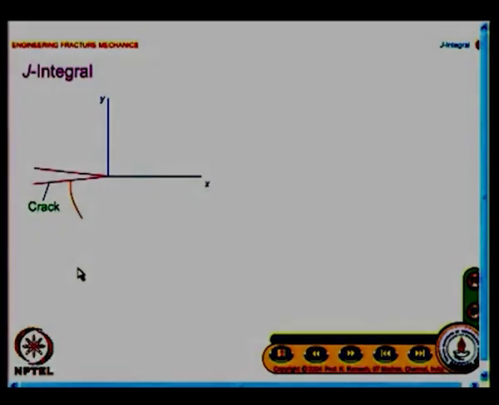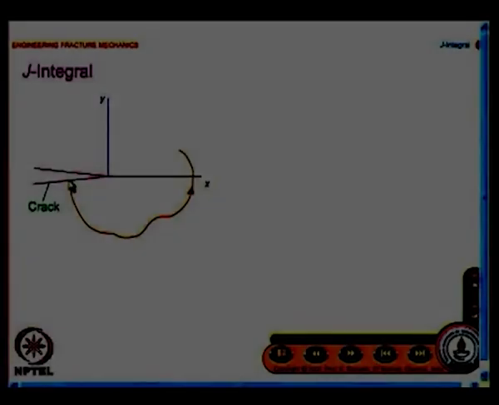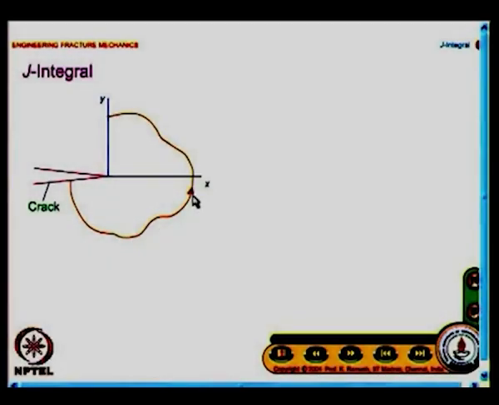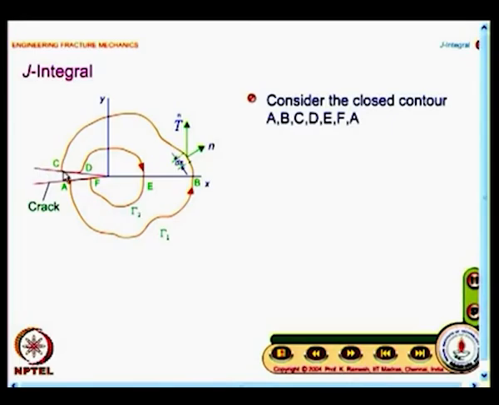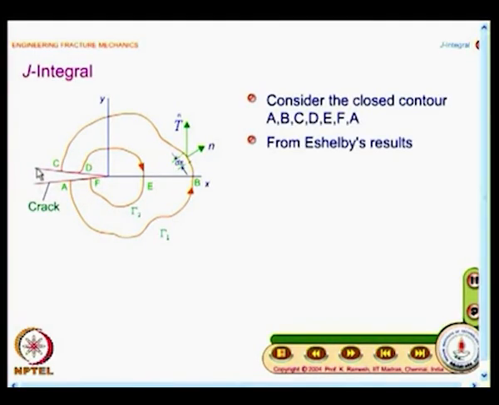And what is a J integral? The J integral starts from one of the crack faces and goes in a counterclockwise direction and stops at the other crack face. And you should also note that this crack face is not loaded. That is a very important observation. J integral is applied to problems where the crack face is not loaded.